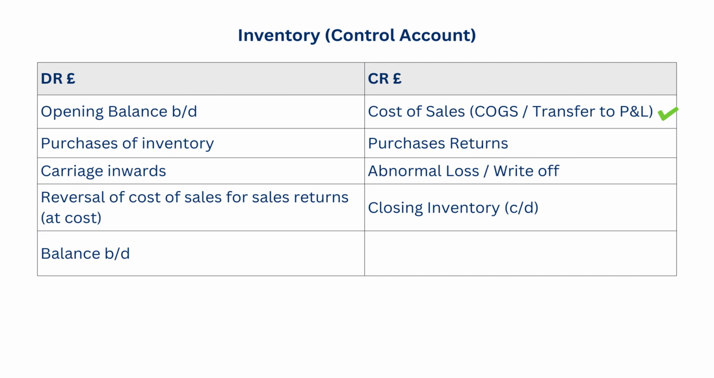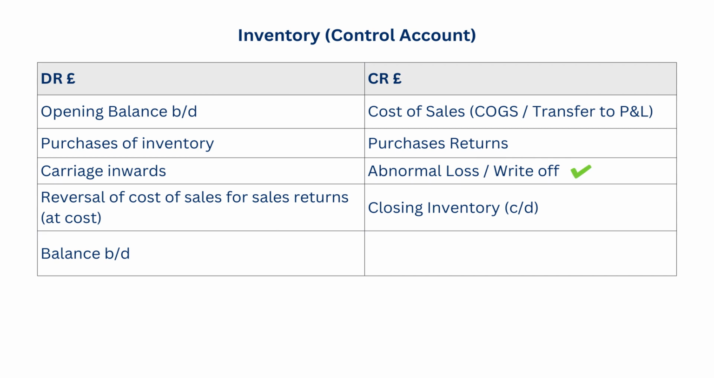The biggest credit entry is the transfer to cost of sales. This represents the value of inventory that has been sold during the period. Once it's sold, it is no longer an asset, so we credit inventory and debit cost of sales. This is the same figure you later see in the profit and loss statement. Purchase returns, also known as returns outwards, are goods that we return to our suppliers. Because these items leave our inventory, we reduce the asset by crediting the inventory control account.